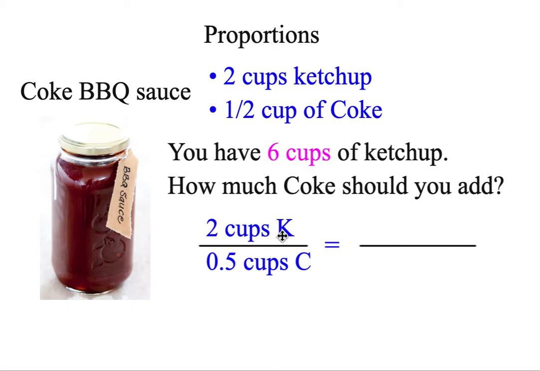If we decide to put ketchup up top and Coke in the bottom, then ketchup's also going to be up top on the other side as well, so that's where we could put the 6 cups there. And then we want to find out how many cups of Coke, so we'll leave that blank.